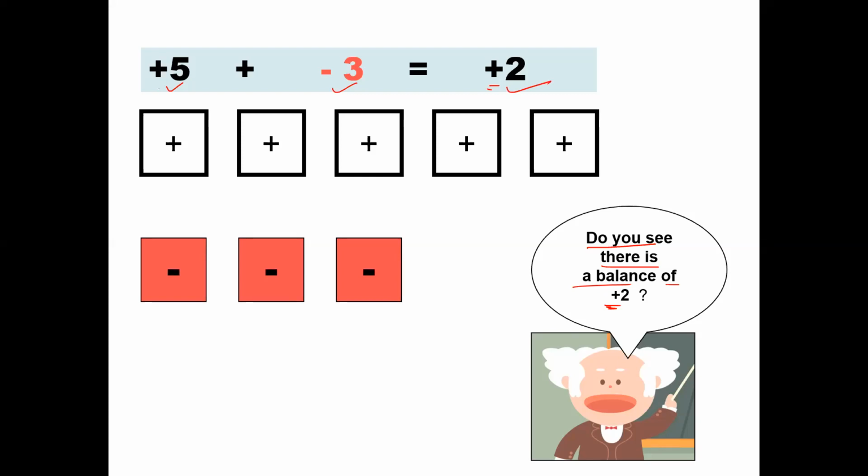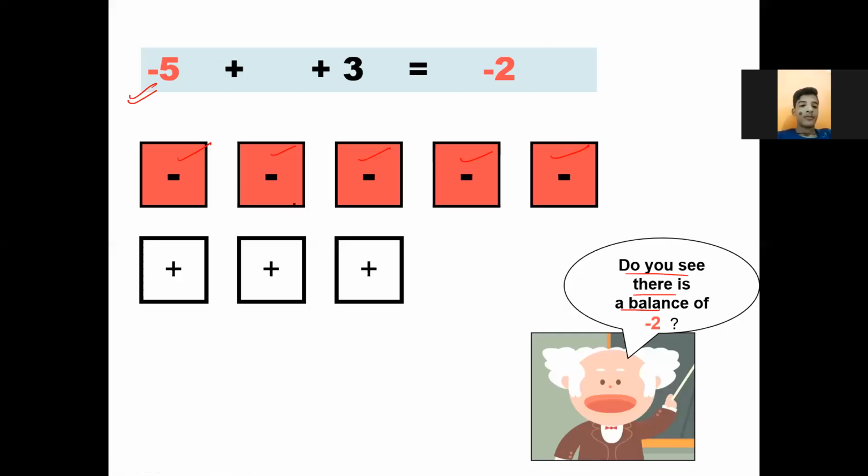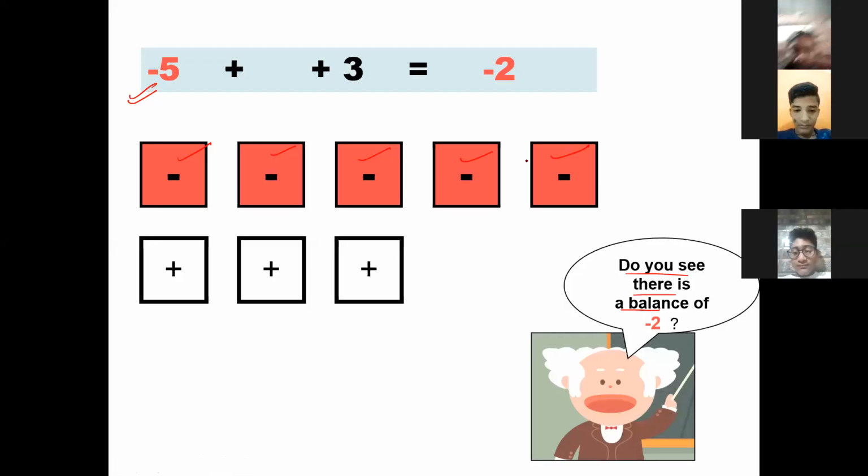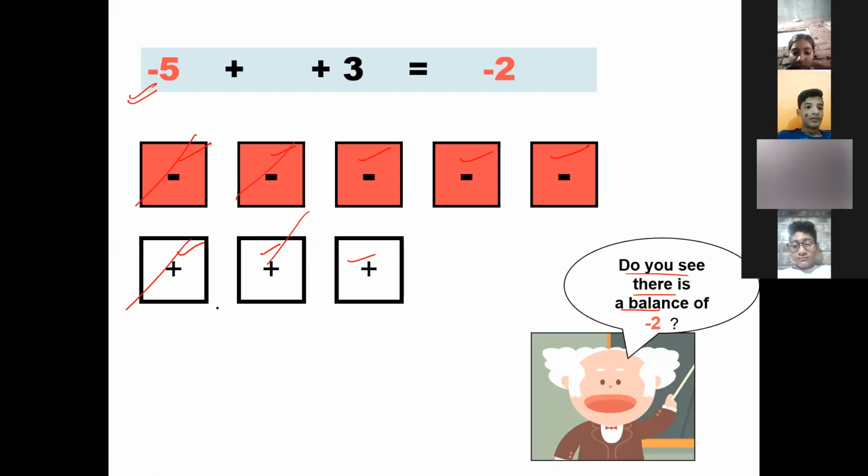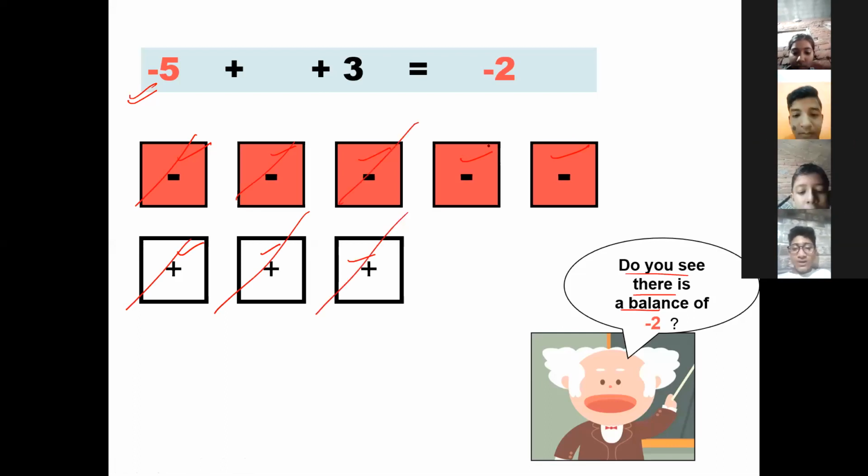Okay, Abhigana. Yes. Next. Okay. So we are having 5 negative signs here and 3 positive signs. 1, 2, 3. You can see this negative and positive cancel each other. This negative positive cancel each other. This negative positive cancel each other. So what is left? Only 2 negative is left. That is why your answer is 2 negative.